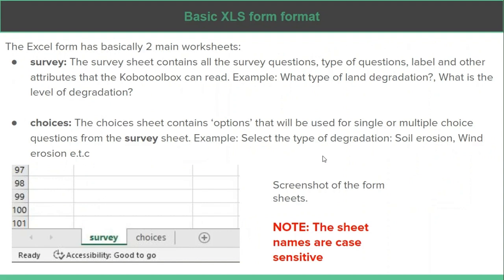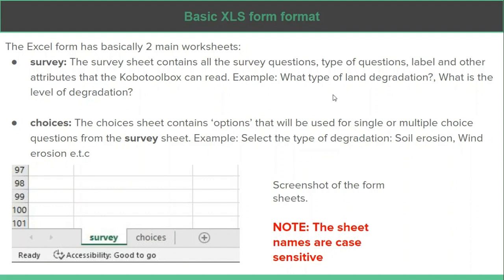So for an XLS form, it basically has two main worksheets. As you can see, it has the survey sheet, and then it has the choices sheet. The survey sheet contains all the survey information, all the survey questions, the types of questions, if it's a question that requires numbers like age, if it's a text question, for example, like recommendations, and it also contains a label and other attributes that the KoboToolbox can read.